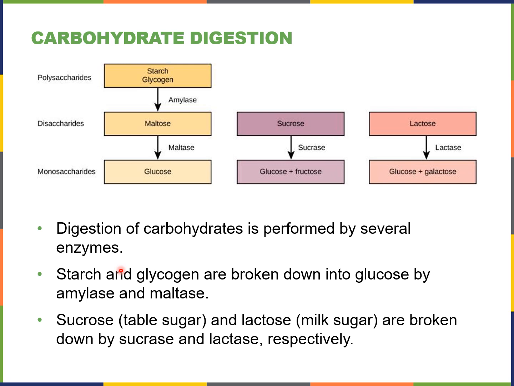Okay, so for these carbohydrates, they're being digested by lots of different enzymes. Starch and glycogen, again, are broken down into glucose by amylase and maltase. Sucrose, which is table sugar, and lactose, which is milk sugar, are broken down by sucrase and lactase, respectively. Whenever you see something ending in -ase, that essentially gives you a good indication that it is some sort of enzyme. So just keep that in mind.